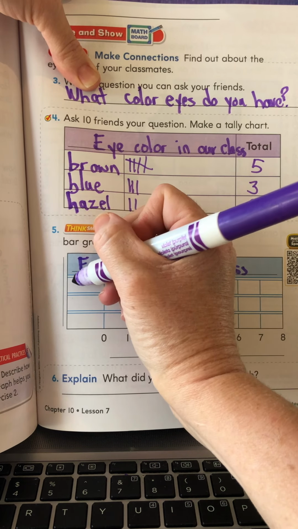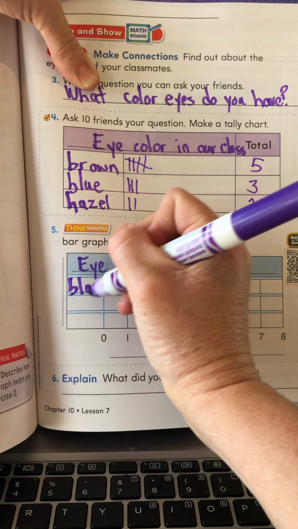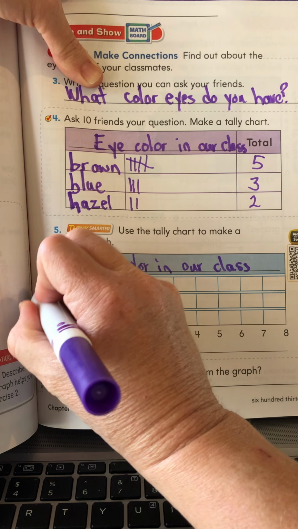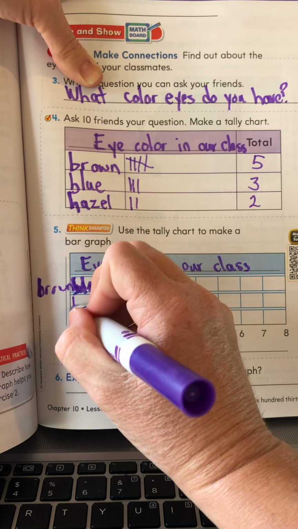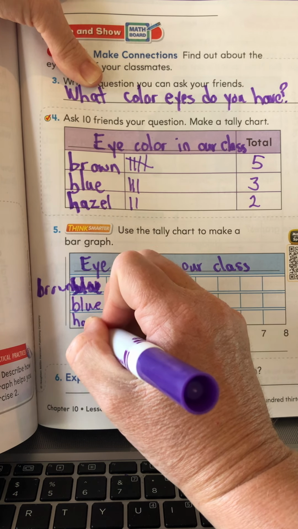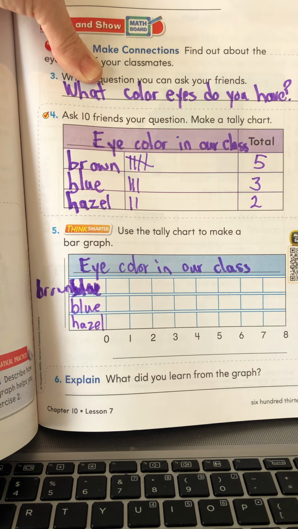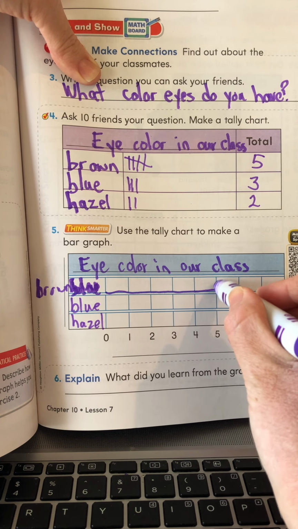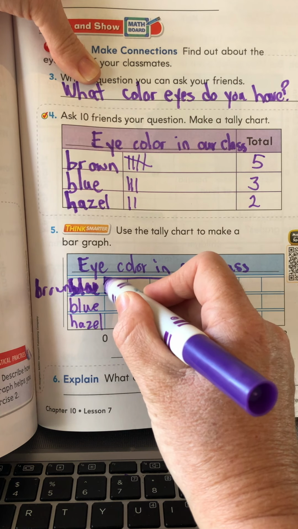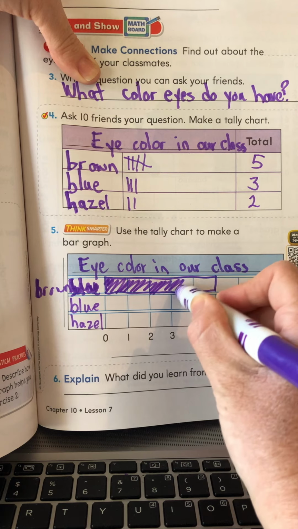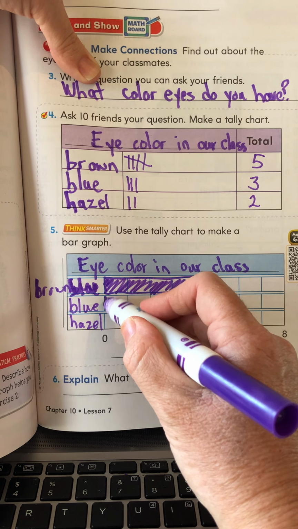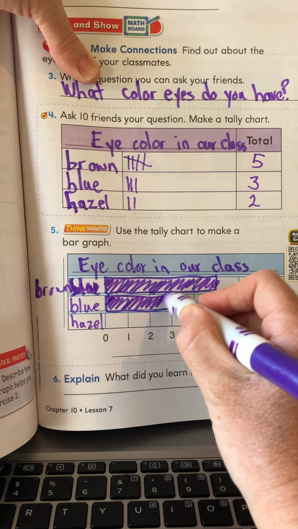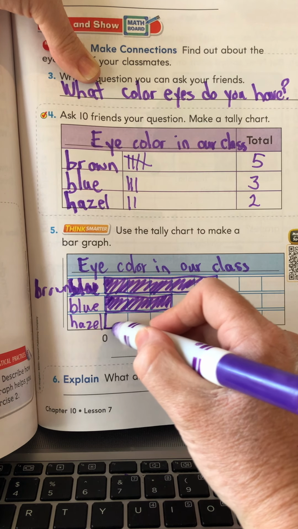Okay, blue. Oops, sorry. That should have been brown. Okay, brown and then blue and then hazel. Okay, now I'm going to make bars. Okay, so brown is going to be a bar going to 5. Blue is a bar going to 3. And hazel is a bar going to 2.